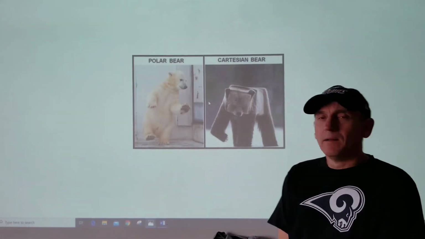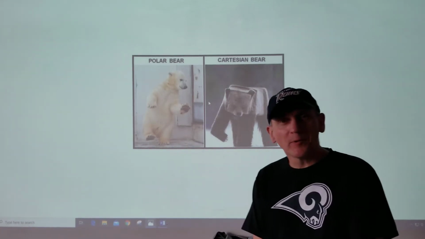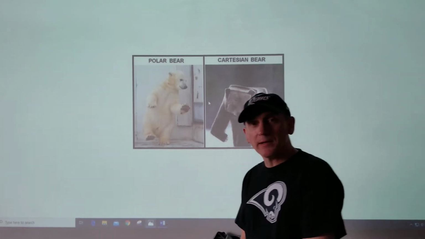modeling. Hope you like this little cartoon my daughter sent me this morning. Now let me show you the problem that we're going to tackle.